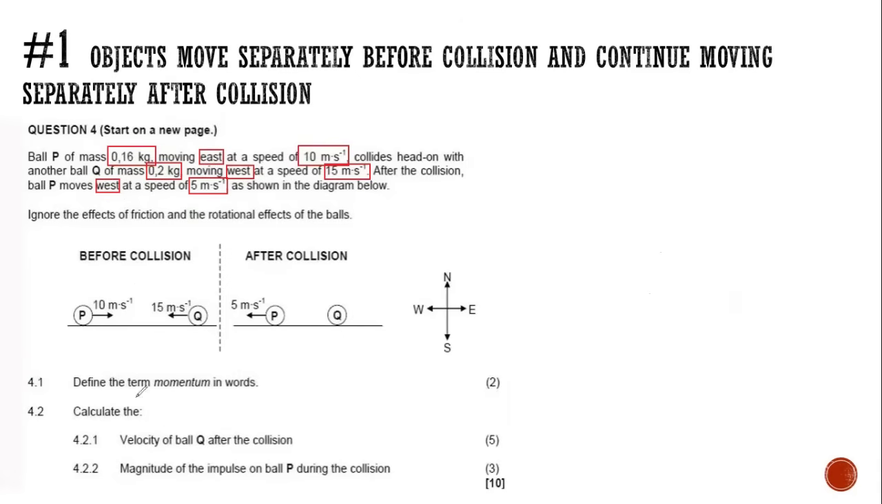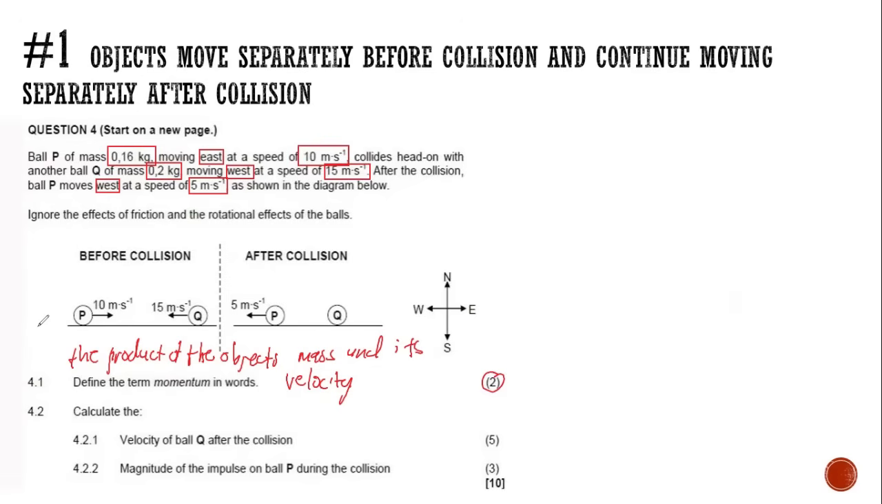Then 4.1 says define the term momentum in words. As we saw with the definitions, momentum is the product of the object's mass and its velocity. So this is the definition right there, the product of the object's mass and its velocity. As we can see, a definition is a free 2 marks. Then 4.2 says calculate the velocity of ball Q after the collision.